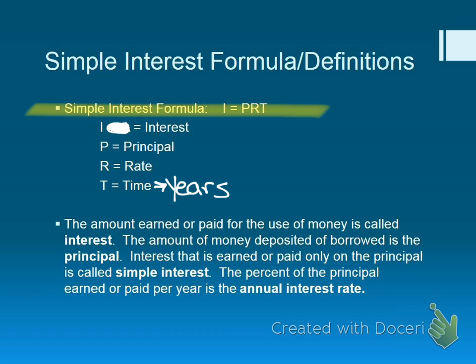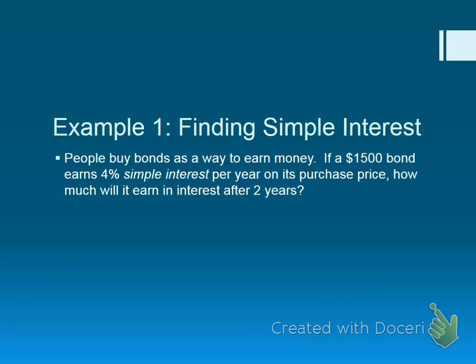All you have to do is write down the formula. That's it. I equals PRT. People buy bonds as a way to earn money. If a $1,500 bond earns 4% simple interest per year in its purchase price, how much would it earn in how many years? In 2 years.